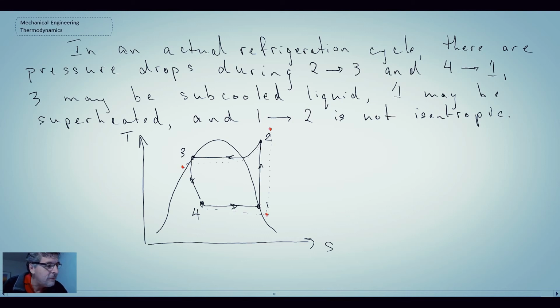What we'll be doing for a lot of our analysis, however, is assuming the ideal vapor compression system unless otherwise noted. So what we're going to do now is go on and take a look at the coefficient of performance, and then we'll work an example problem for the vapor compression cycle.